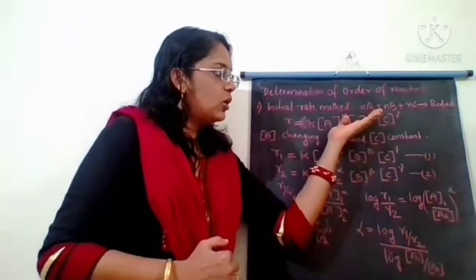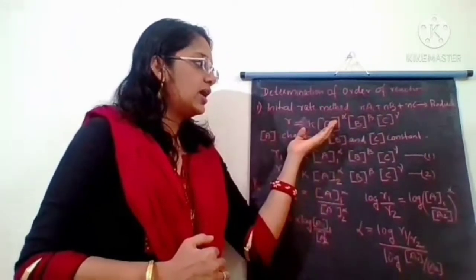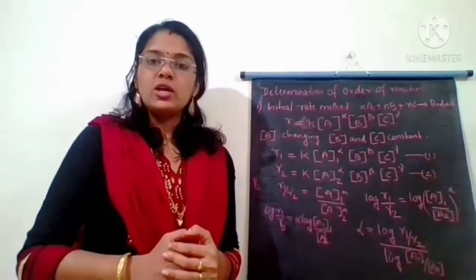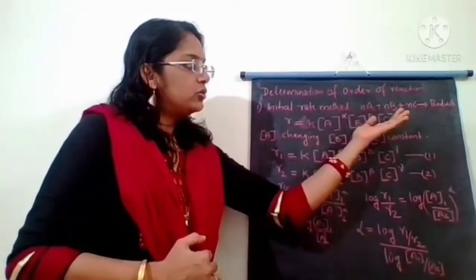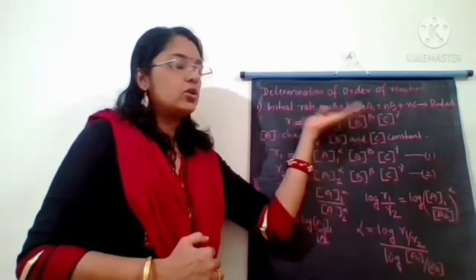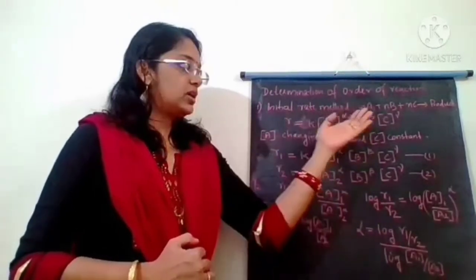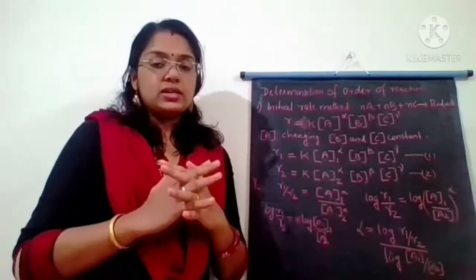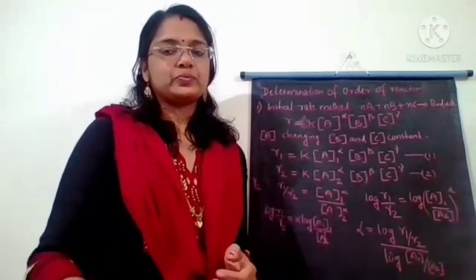Suppose we want to find the order with respect to B, that is beta. Again A and C can be kept constant and we have to change the concentration of B. And similarly we can find beta also. Similarly, if we want to find gamma, we can keep the concentration of A and B constant, change the C concentration, and find the gamma of the reaction. In this way, that is the initial rate method, the order of the reaction was found out.